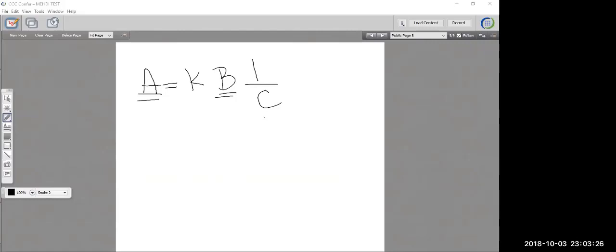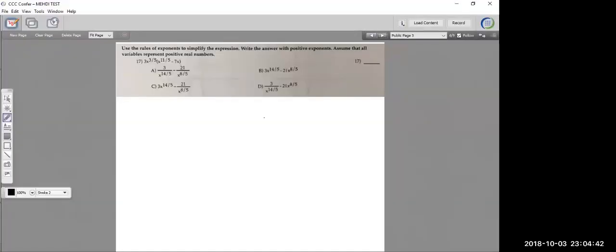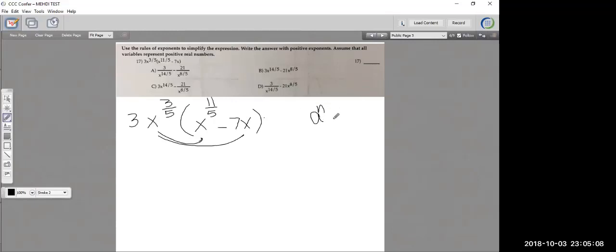Yes. Okay, great. All right, we're going to do this problem here. This is a practice final exam. We have 3x to the power of 3 over 5 times x to the power of 11 over 5 minus 7x. So basically, you need to distribute here. And remember, we had a property: a to the power of n times a to the power of m, we would add the exponents, a to the power of n plus m.